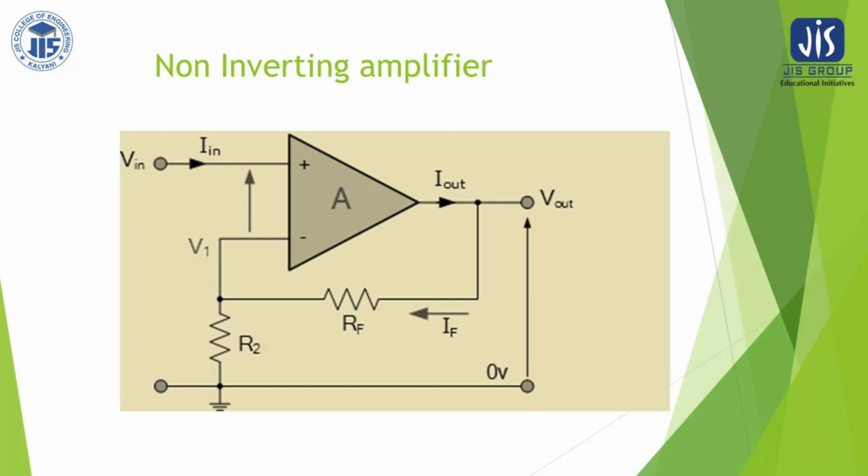So after manipulation, you can get this equation V0 by Vi is equal to 1 plus RF by R1. Here the output voltage is in phase with the input voltage, and this quantity shows the gain of the non-inverting amplifier. And this quantity is obviously more than 1, because it is 1 plus something which is a positive quantity. Therefore the voltage gain of this non-inverting amplifier is more than 1.